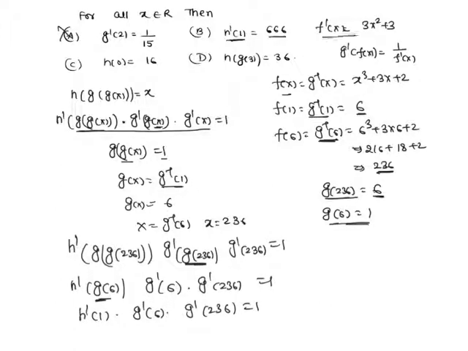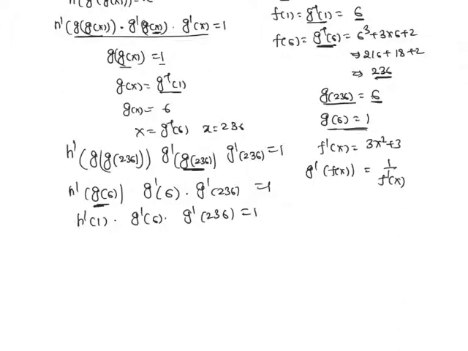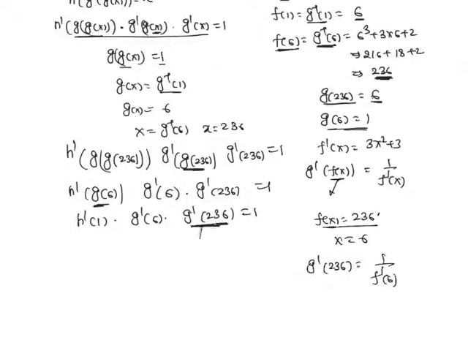Now f dash x equals 3x square plus 3, and g dash of f x equals 1 upon f dash x. Now we have to find out g dash 236. That means f x must be 236. So f x is 236. That means x must be what? From here we can say f of 6 equals 236. That means x must be 6. So g dash 236 is nothing but 1 upon f dash 6.